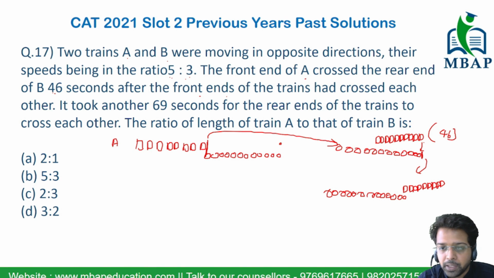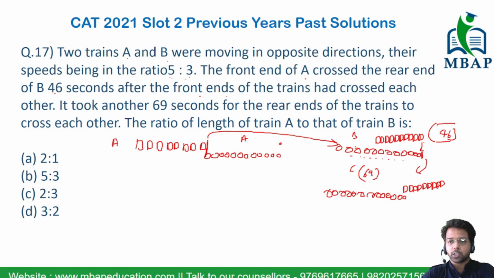Let's assume this is instance A, this is instance B, and this is instance C. From A to B, it takes 46 seconds. From B to C, how many seconds is it now taking? It is now taking exactly 69 seconds. Let's assume train B, I'm not changing anything. Now, train A is just crossing B. I repeat, train A is just crossing B.